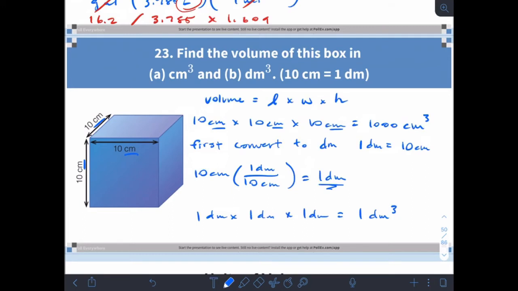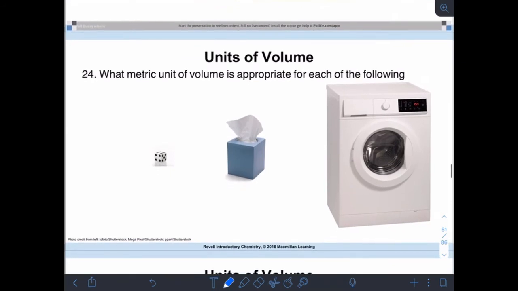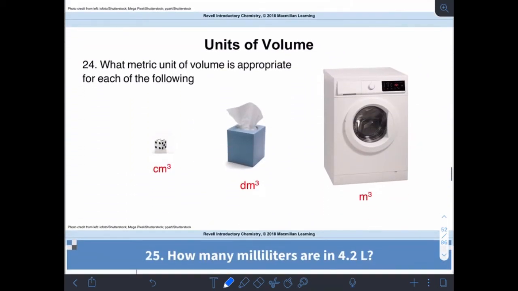Okay, so when dealing with this type of problem, it's easier to first convert each measurement into the desired measurement and then try to cube it. Okay? So, units of volume. This is kind of a weird, subjective type of question designed to get you to think about the most appropriate units for something. And I'm going to skip right to the answer to this problem because it is so subjective.